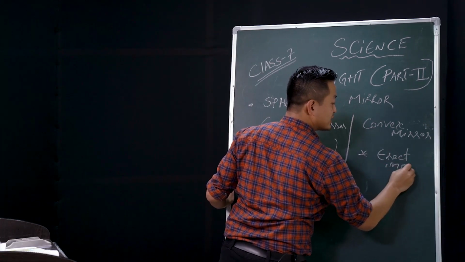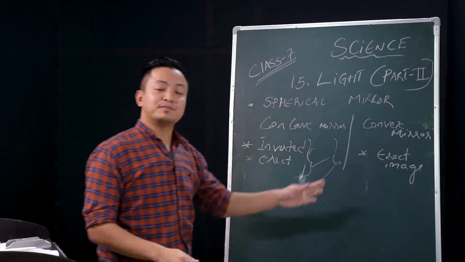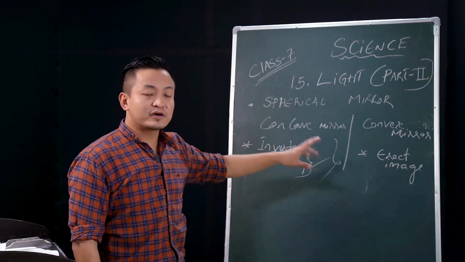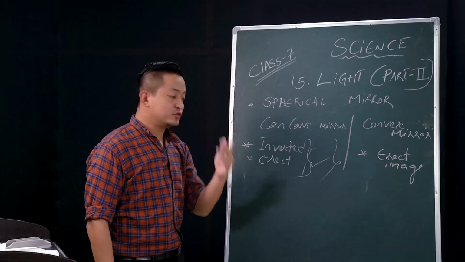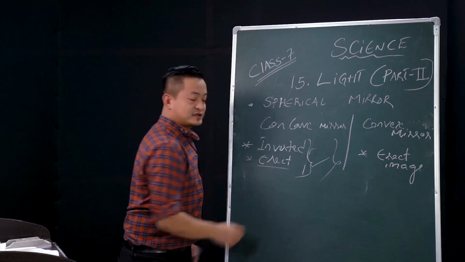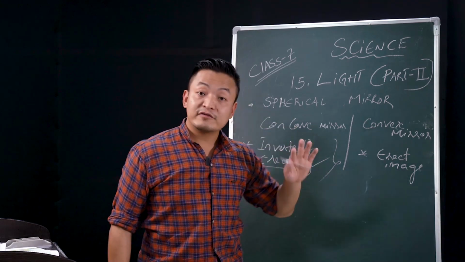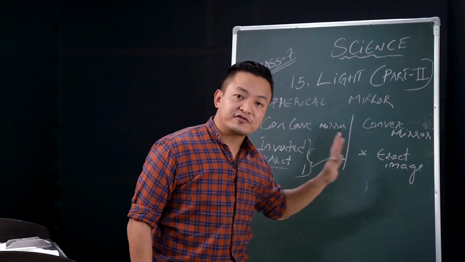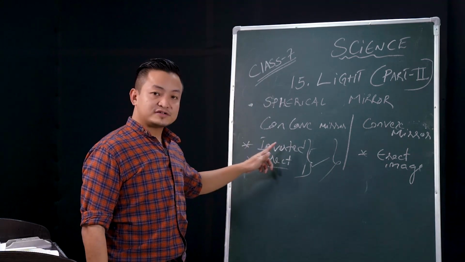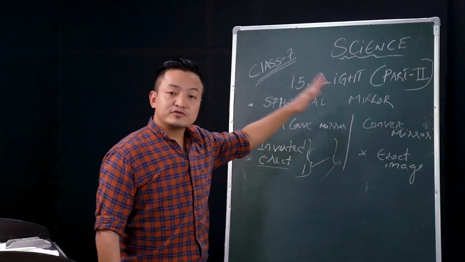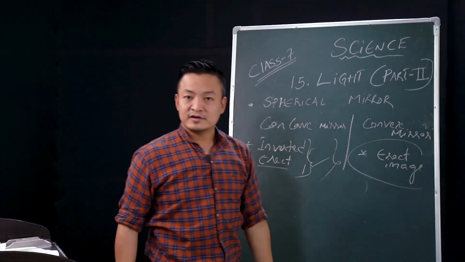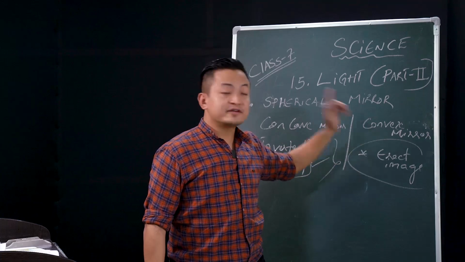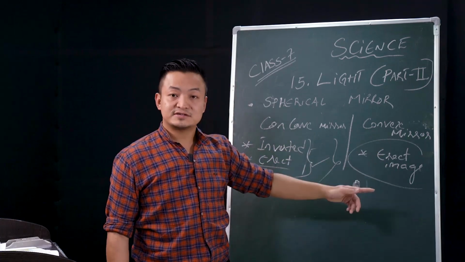Erect image. Clear? This is the basic difference. In a concave mirror, there are two possibilities. When you bring the mirror very close to you, you'll see an erect image. But when you take the mirror very far, students, you'll see an inverted image. Now, in a convex mirror, you'll only see an erect image of a diminished size.